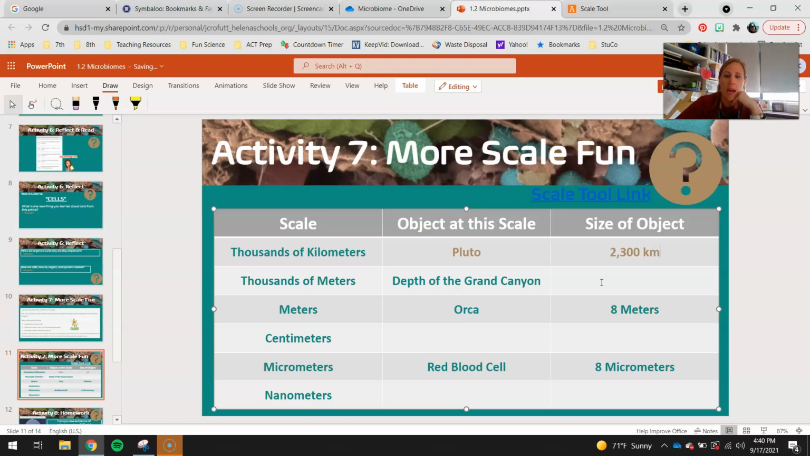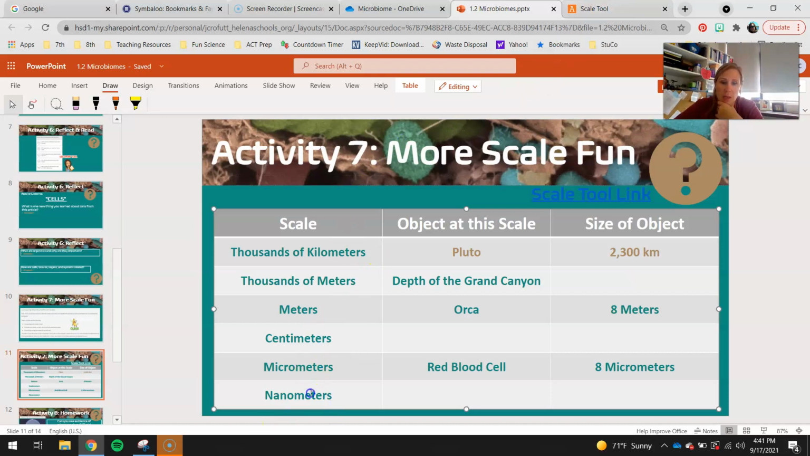And then for thousands of meters, you are going to look at the depth of the Grand Canyon. We already passed that, so go find the Grand Canyon and tell me how deep that is. Meters is already done for you. You can see an orca is about 8 meters. For centimeters, go find an object that is measured in centimeters, and then micrometers and nanometers. So you're gauging down from there, okay?